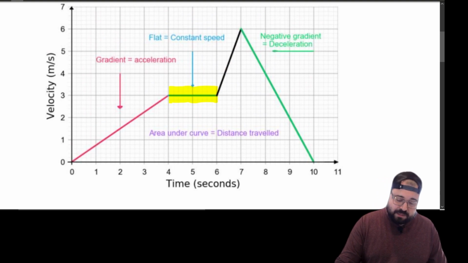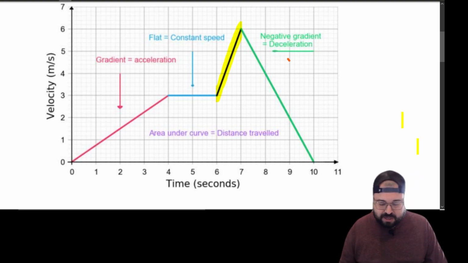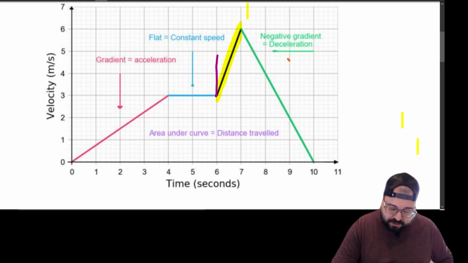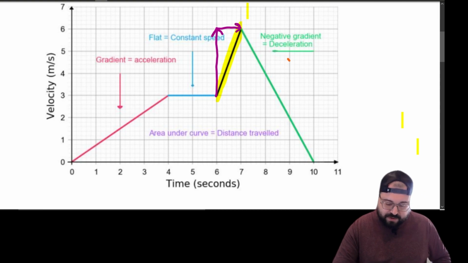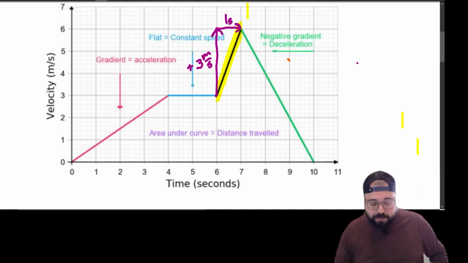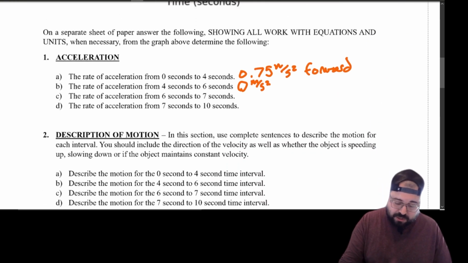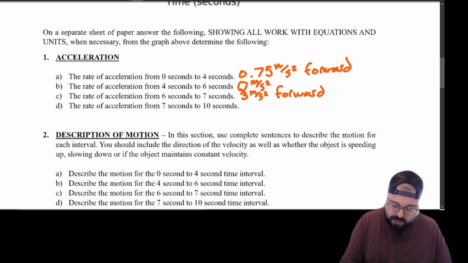All right, now let's look at the next section from 6 to 8 seconds. So from 6 to 8 seconds, we're looking at this section here, right? We've got to find our slope. So we go up and over, right? If we're finding slope, we're going from 3 to 6, so this is 3 meters per second. It's a positive value. And then we go over 1 second. So the slope here is going to be 3, and it's a positive value. So the answer to our question is 3 meters per second squared, and it's positive again, so we're saying forward, right?